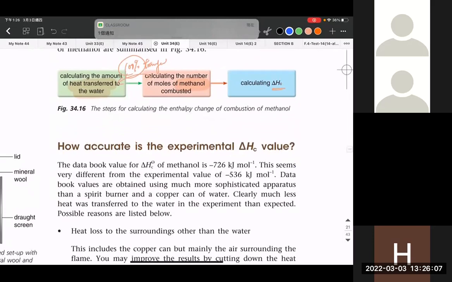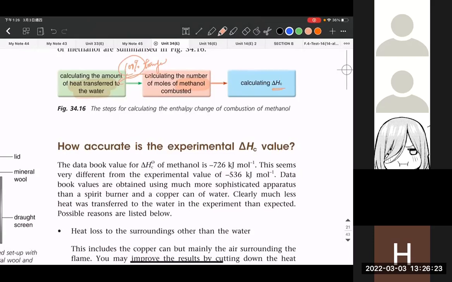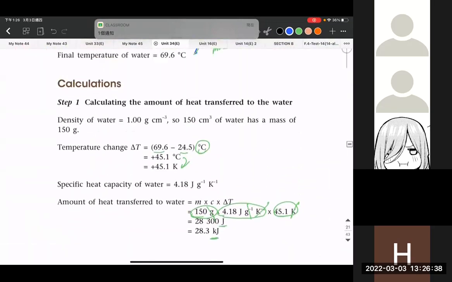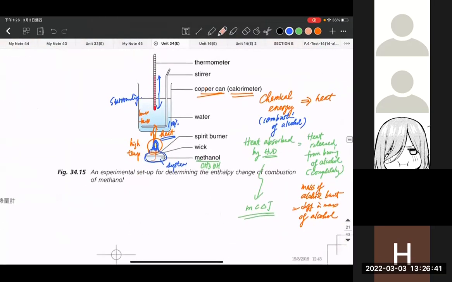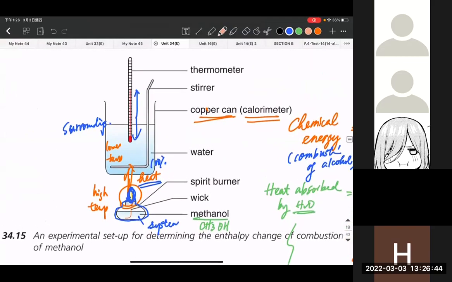What have been mentioned about errors in the video? Or to your understanding, what do you think? Is it accurate? Not accurate. Yeah. Because when it is burning, the heat may be lost to the surroundings, not transferred to the copper can, so it is not 100%. So can you tell me what is meant by surroundings? Where is surroundings?